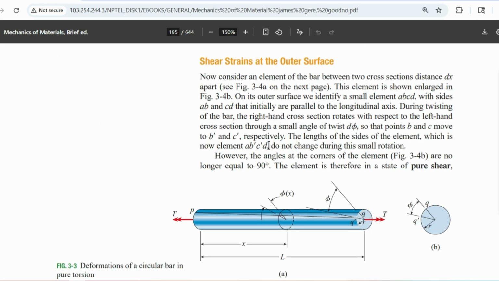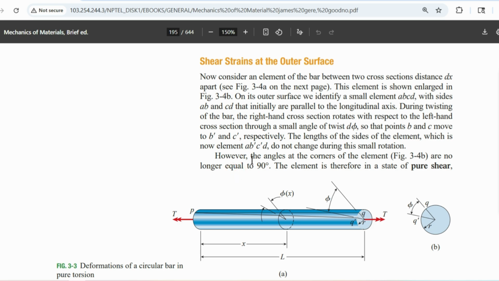But that's the thing with textbooks. Every little sentence is very particular. It's important, and sometimes it's like, well, where are you getting that? Cool. So those don't change during the small rotation.